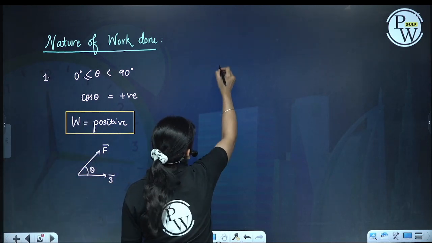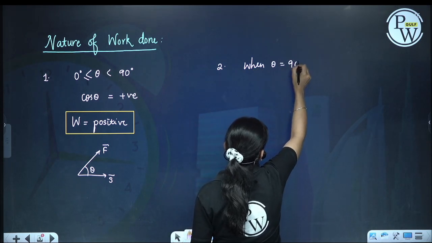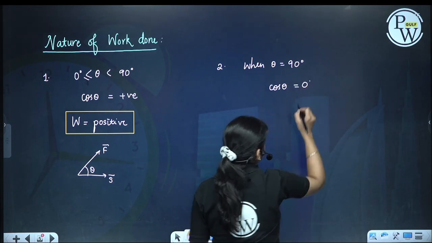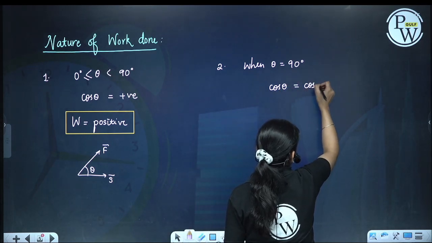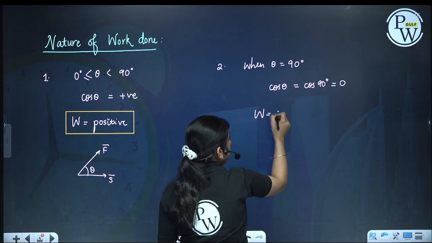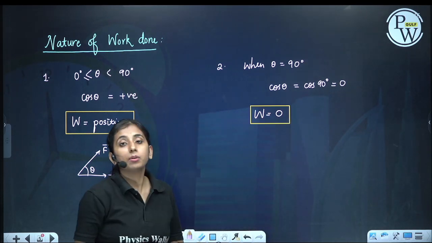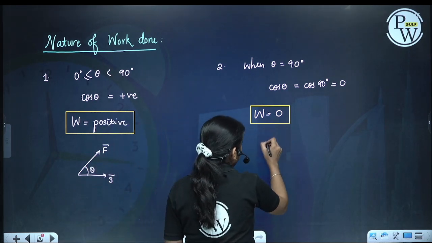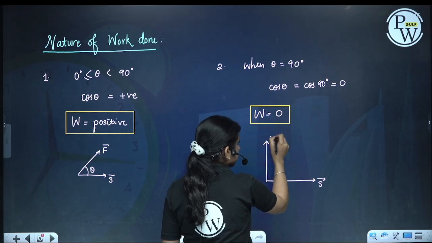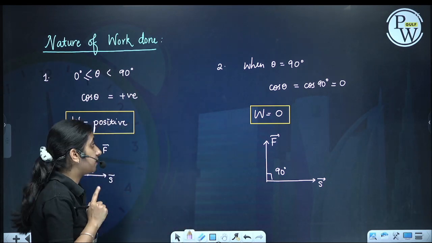Second case, when theta is equal to 90 degree. When theta is equal to 90 degree, cos theta will become 0. Cos theta will become cos 90 degree, which is 0. So work done will be 0. Work done will be 0 when force is perpendicular to the displacement. If this is our displacement, this is our force making an angle of 90 degrees with the displacement.